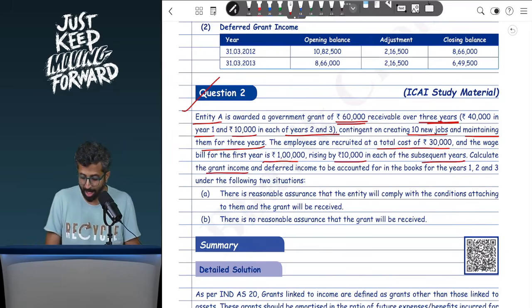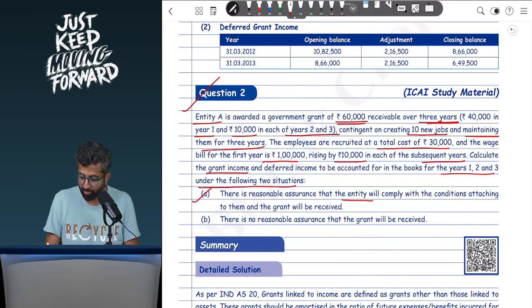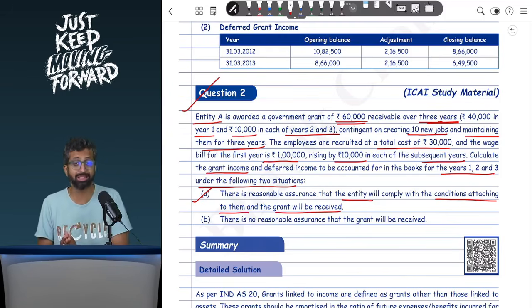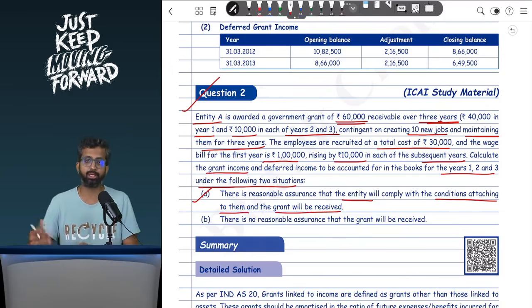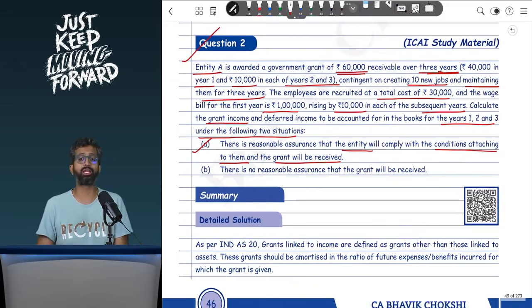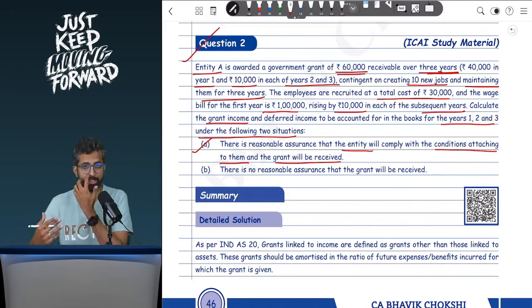Calculate the grant income and the deferred income to be accounted in the books in the years 1 to 3 under the following situations. First, there's a reasonable assurance that the entity will comply with the conditions attached to them and the grant will be received. So if there's a reasonable assurance, then in general you will recognize the grant in its entirety irrespective of when the conditions will be fulfilled and when the money will be received. So you will recognize the entire 60,000. Now you might have received only 40, or you might have received nothing to start with. You will receive 40,000 in the first year. You will recognize the entire 60,000, and hence you will defer it.